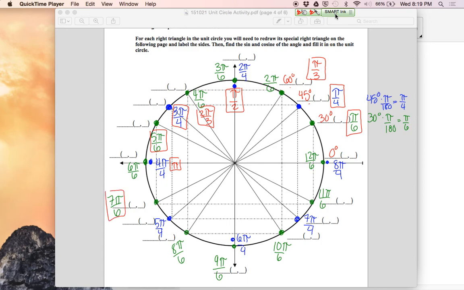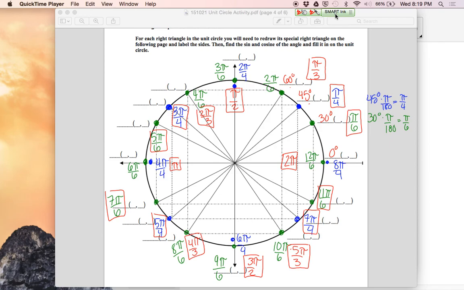7 pi over 6 is simplified. 5 pi over 4 is simplified. 8 pi over 6 becomes 4 pi over 3. 9 pi over 6 and 6 pi over 4 both become 3 pi over 2. 10 pi over 6 becomes 5 pi over 3. 7 pi over 4 is simplified, 11 pi over 6 is simplified, and 12 pi over 6 and 8 pi over 4 both become 2 pi. So 360 degrees is the same thing as 2 pi.